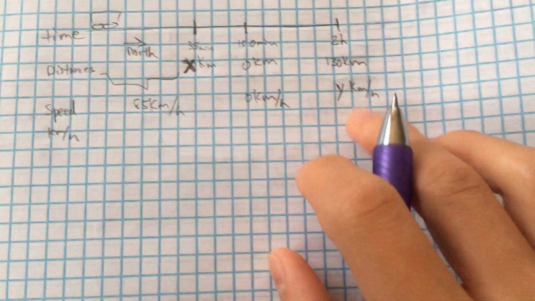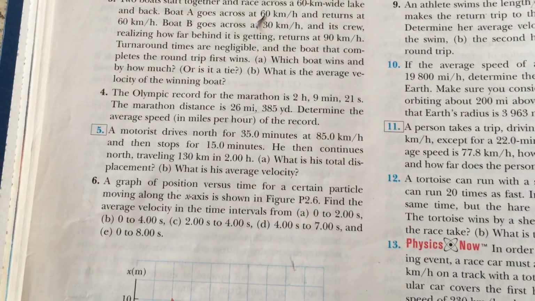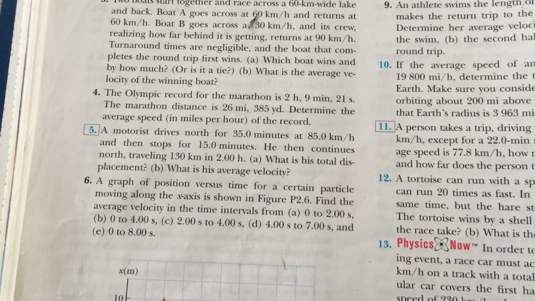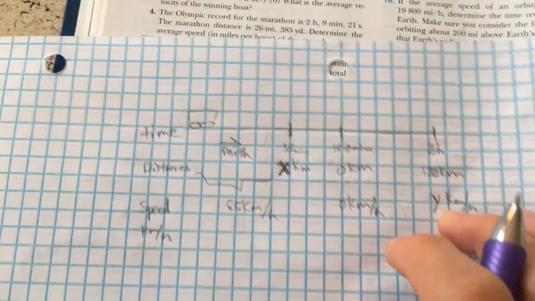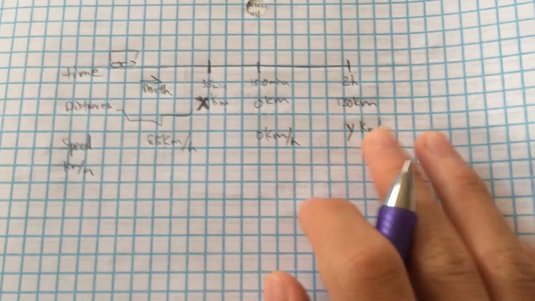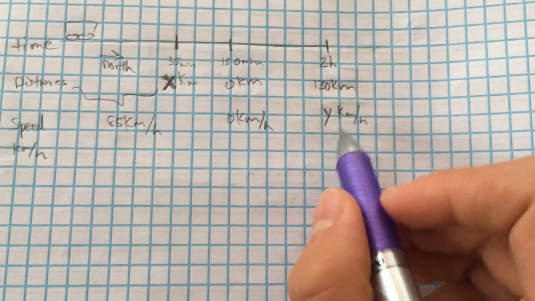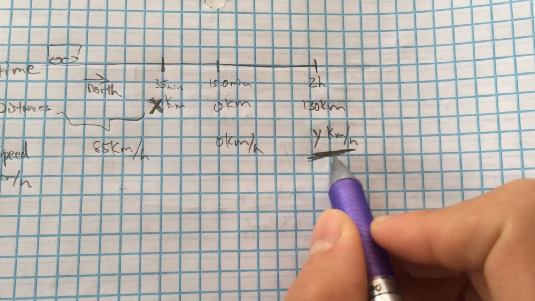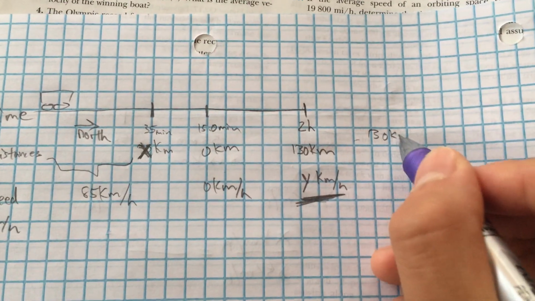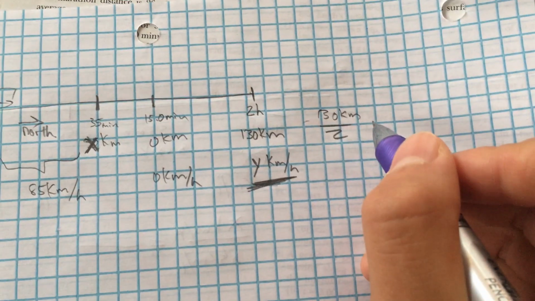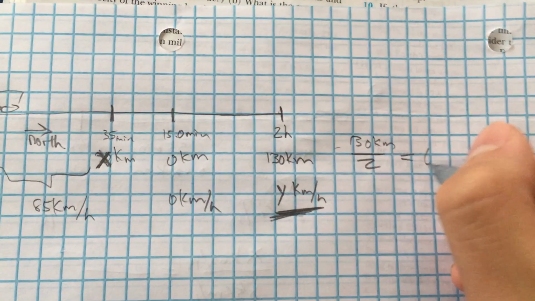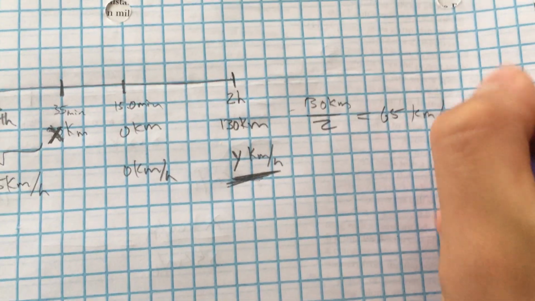The question is asking you, what is his total displacement? What is his average velocity? We don't really need this, so you don't have to worry about it. But if you want to know how to find that, you just do 130 kilometers divided by 2 hours, giving the average speed, which is 65 kilometers per hour.